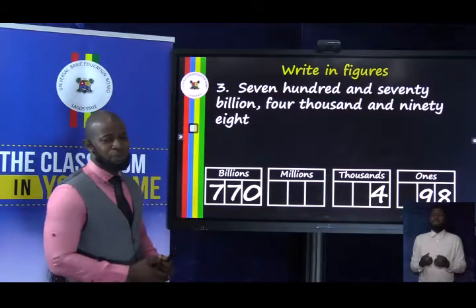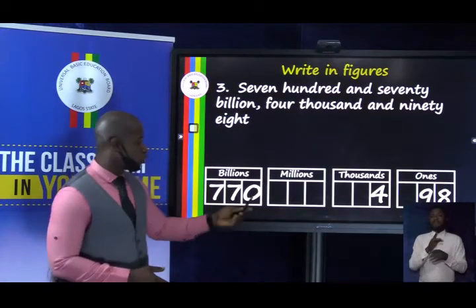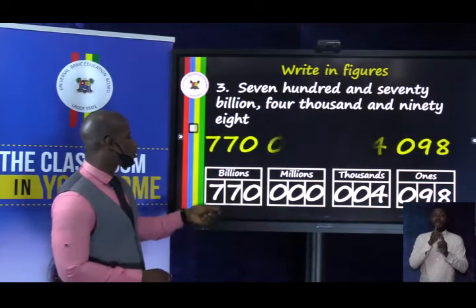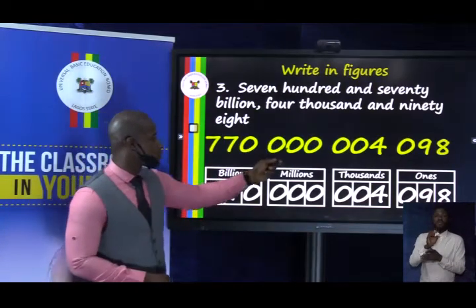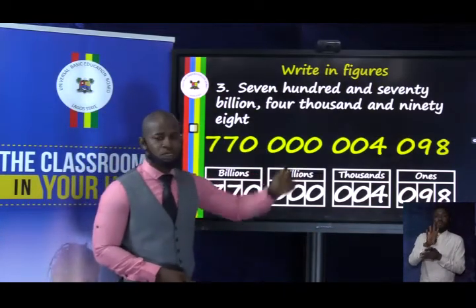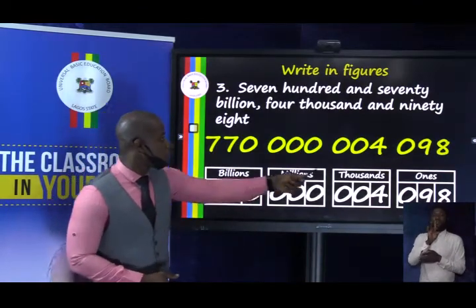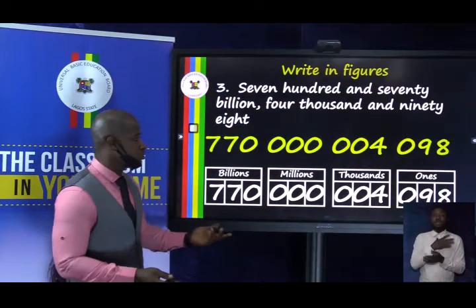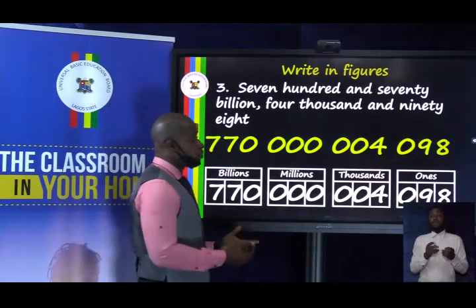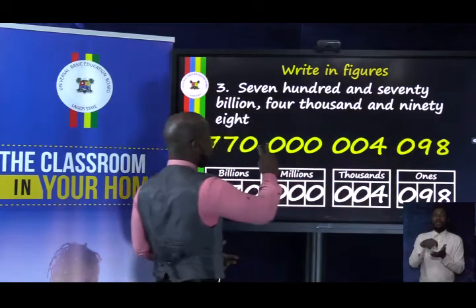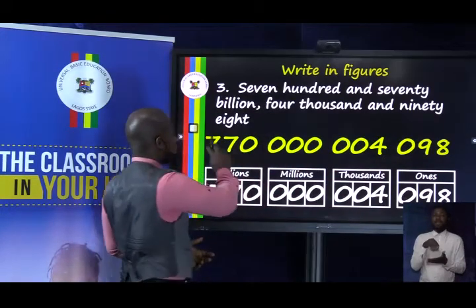Now you have so many empty spaces. You're not going to leave them blank. You're going to fill them up with zeros. That's this. Then your final answer becomes 770-000-004-098. This indeed, my friend, is 770 billion 4,098. As you will see, if we put the place values all over again, this will be ones, thousands, million, and then billion.